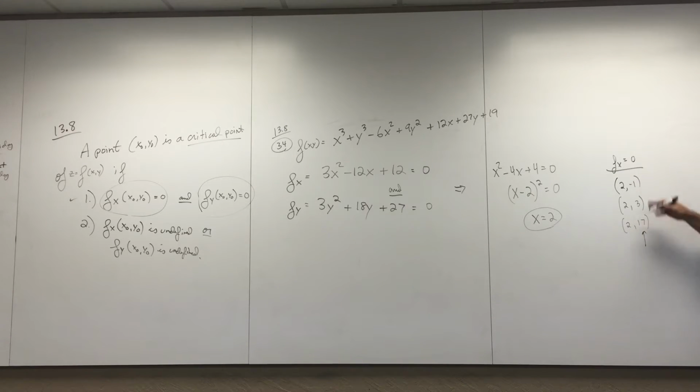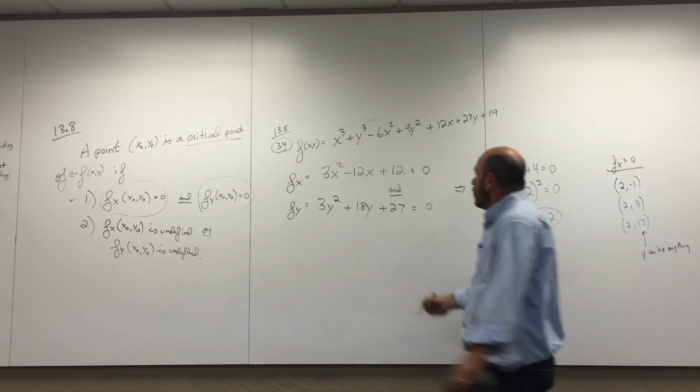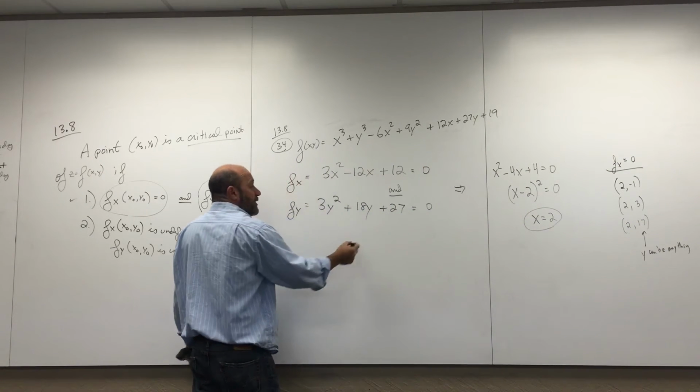My point, and this is stupid of me to do this, but I'm trying to make a point that y could be anything. There's a bunch of places where fx is 0. The only condition is x has to be 2. Y can be anything. And okay, so what about when fy is 0?